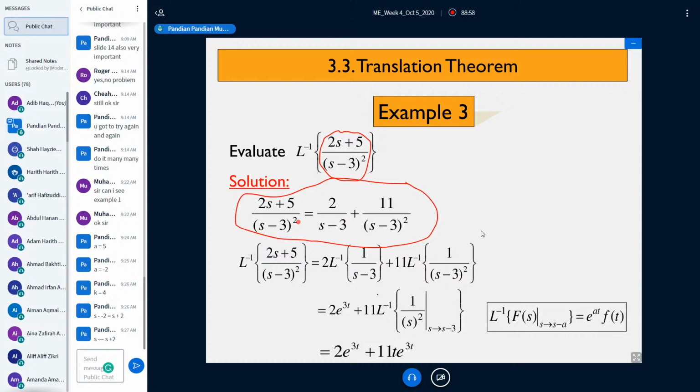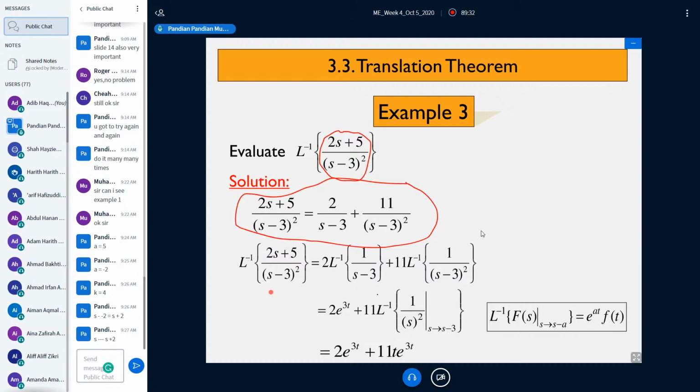Now you see here, power 2, this is power 1. So A over s minus 3 plus B over (s minus 3) squared. So your A is 2, B is 11. You ought to find this. This is what we call the partial fraction. This partial fraction comes from the table 3.2, slide number 14. So this one, no time to do now, so you have to do it by yourself.